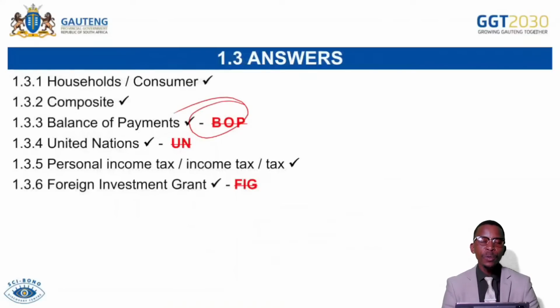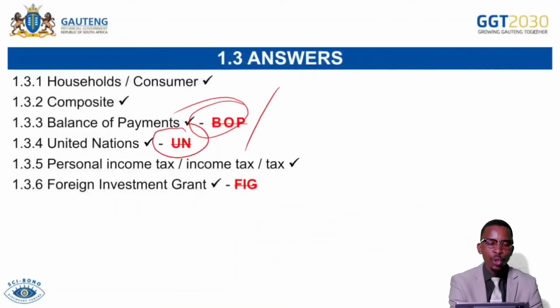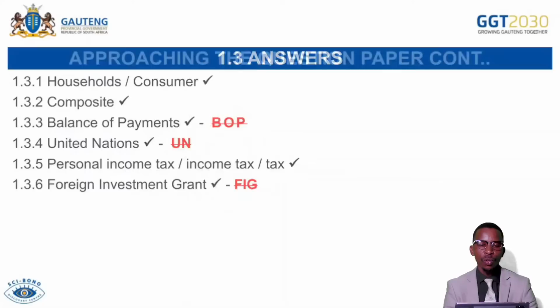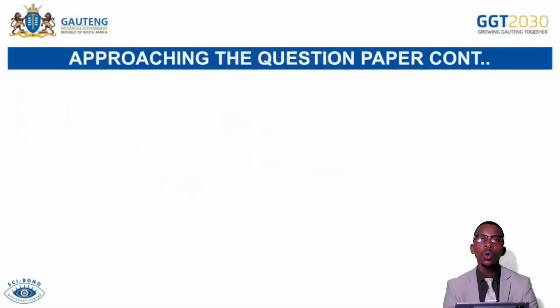And also, if you say BOP and give it another option, the marker is not going to mark that. Ensure that you give one term that is required. United Nations, should you say UN, it will be wrong. Abbreviations and acronyms are not marked in this situation. The personal income tax or tax in there, and then foreign investment grant, saying FIG will result in you getting 0, not getting the mark in there for 1.3.6. So that's how you should conduct your section A.